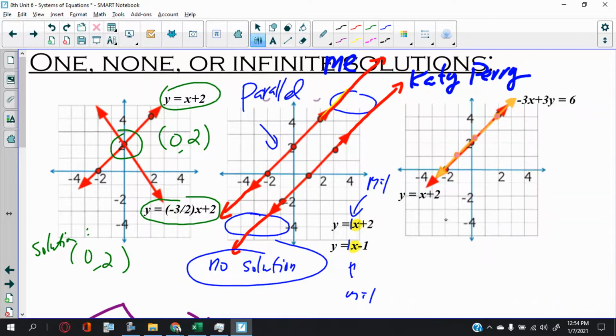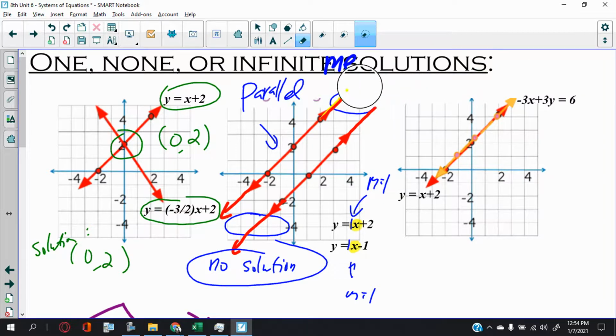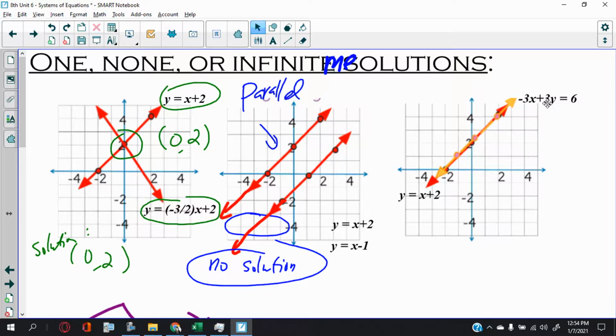Third scenario. All right. I really should erase all this stuff. It's getting in the way. All right. Okay. So the third scenario here is here I got two equations. I got y equals x plus 2 and negative 3x plus 3y equals 6. Now, you've already noticed, right, that these two lines, they're identical, meaning they have the same slope and the y-intercept.